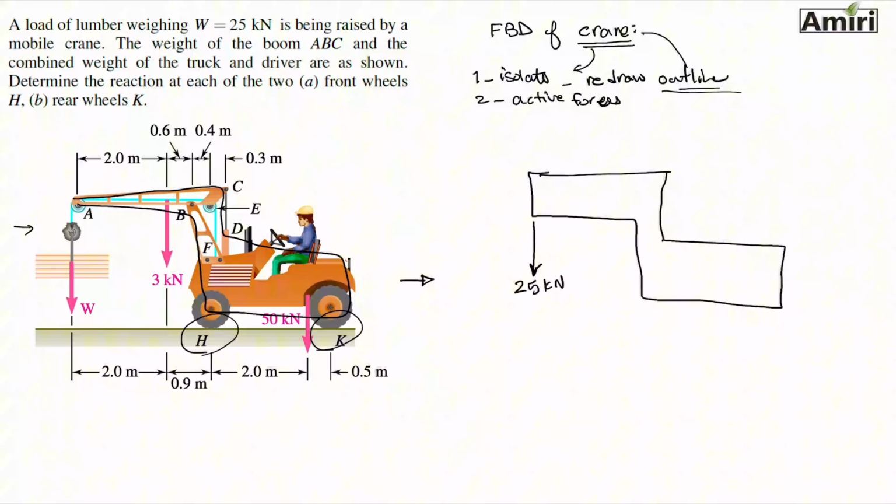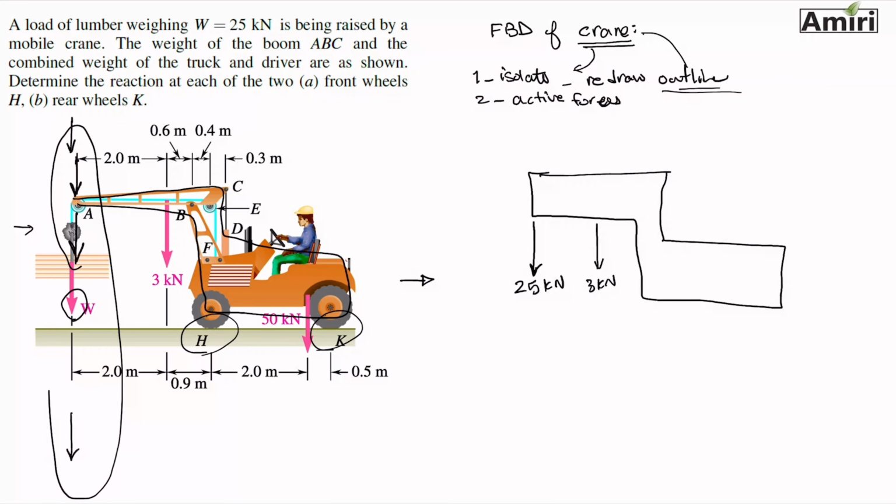Moving on, I see another force of 3 kilonewtons pushing down. Put it right here. Remember, force is a sliding vector. So this W, you can draw it down here. You can draw it up here. You can put it on top of point A. You can put it below point A. Does not matter because you're moving it up and down on the same line of action.